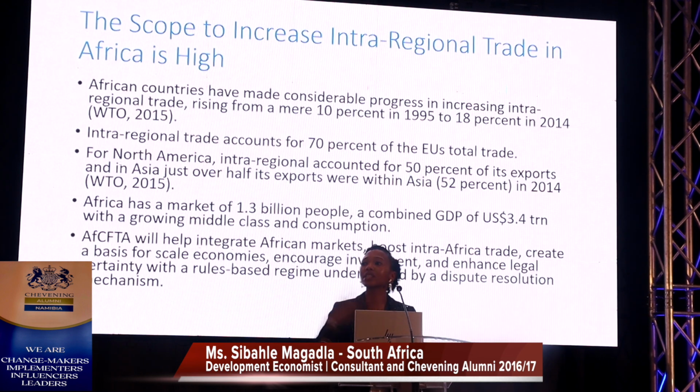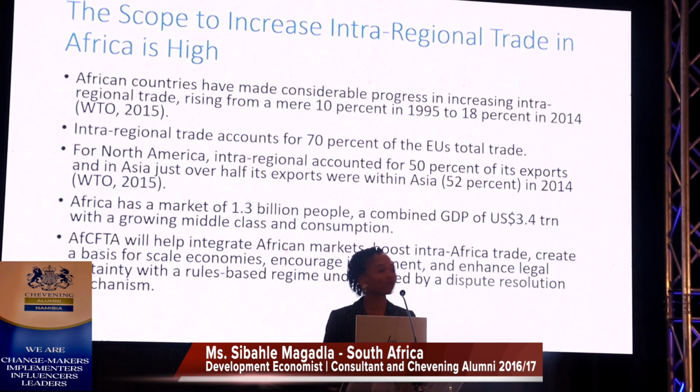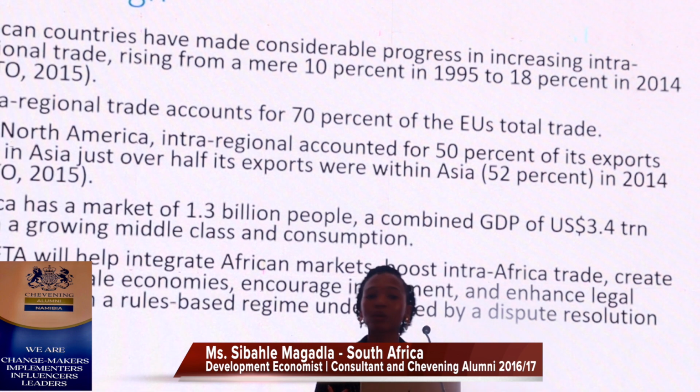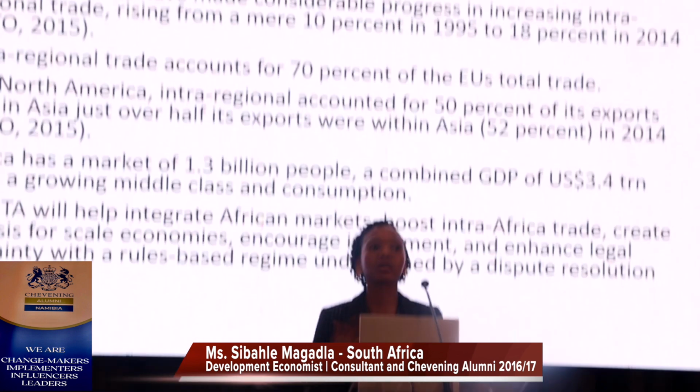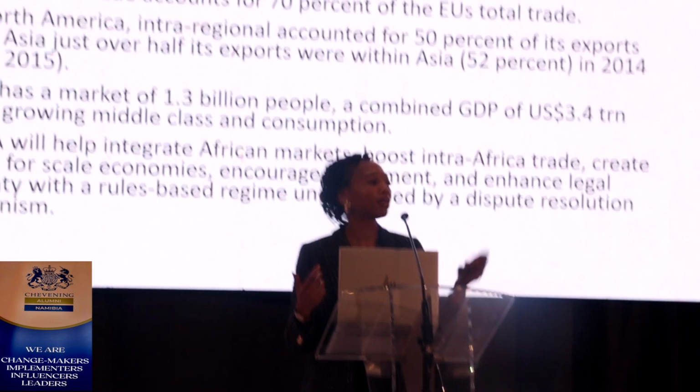So now we have this idea of the AfCFTA, which is the Africa Continental Free Trade Agreement, which is proposing that, okay, let's integrate African markets, boost trade, so we actually promote economic growth in Africa. But to be honest, it's more complicated than that, right? And I want to explain this further.